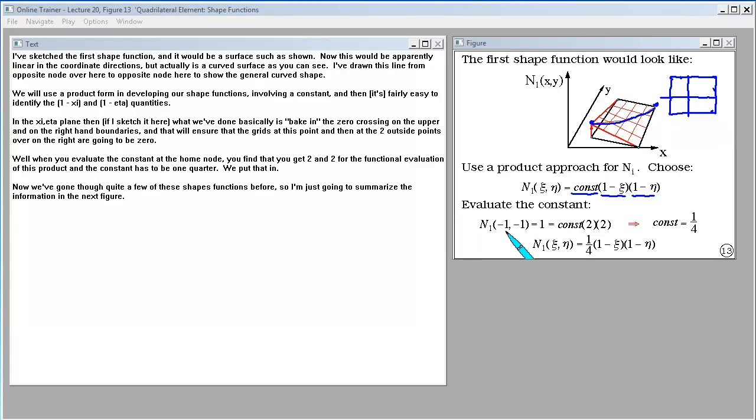Well, when you evaluate the function at the home node, you find that you get 2 and 2 for the evaluation of this product, and the constant has to be 1/4. We put that in. Now, we've gone through quite a few of these shape functions before, so I'm just going to summarize the information in the next figure.